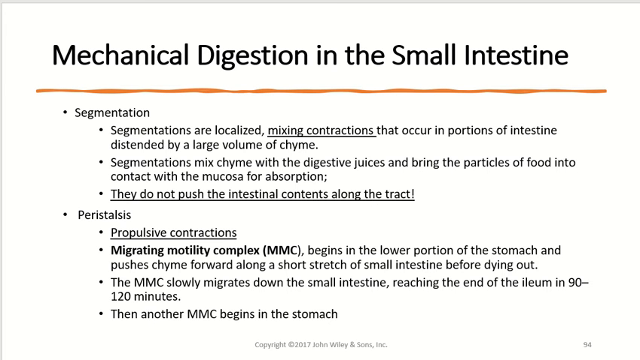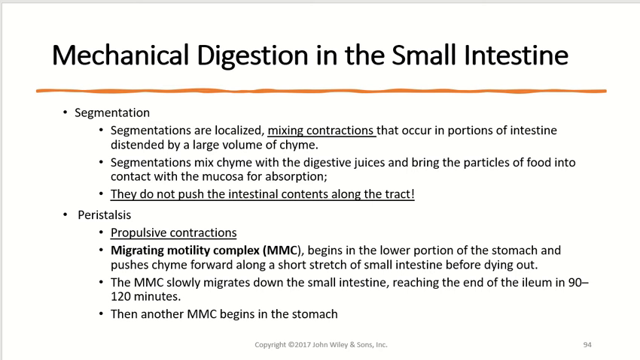Segmentation is going to be localized. These are mixing contractions that are going to occur in portions of the intestine, like we said, that are distended by these large volumes of chyme. Segmentation is going to mix the chyme with the digestive juices, and it brings those particles of food into contact with the mucosa for absorption. Segmentation is not going to move intestinal contents along the tract.